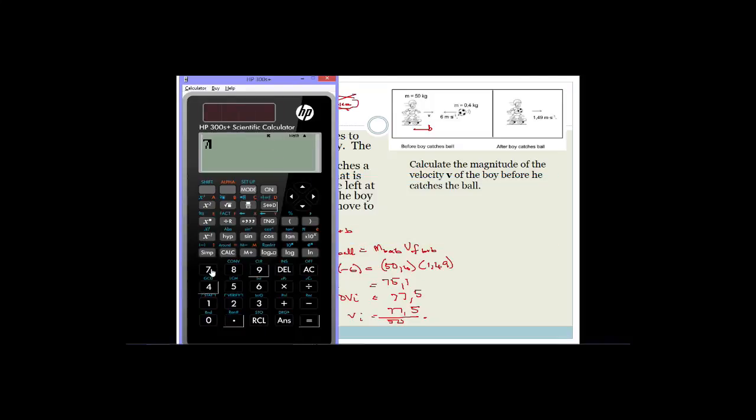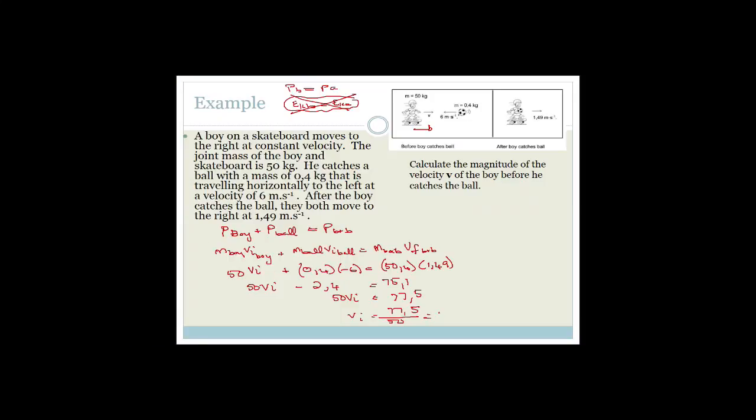So it's going to be 77.5 divided by 50 equals 1.55 meters per second. In which direction? It would be to the right. To the right. Okay, so calculate the magnitude. Oh, it would just have been 1.55. So that's 1.55. We've just proven it.